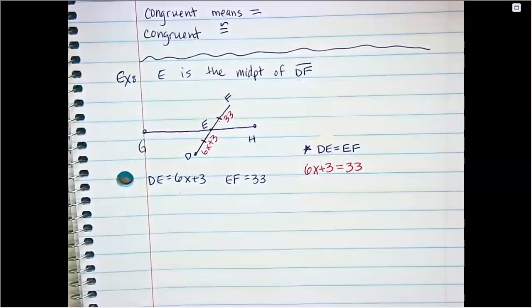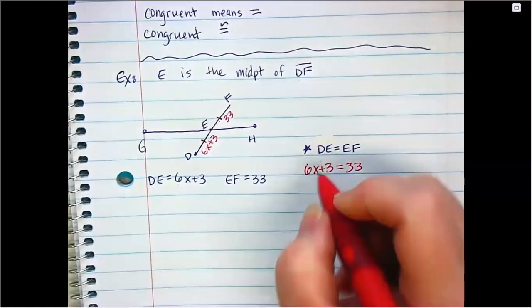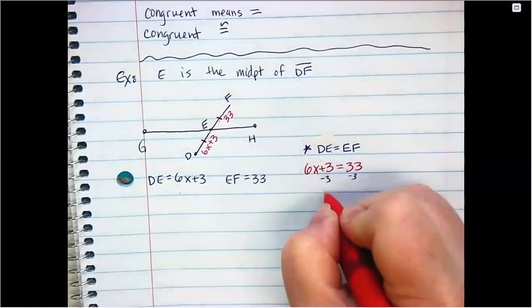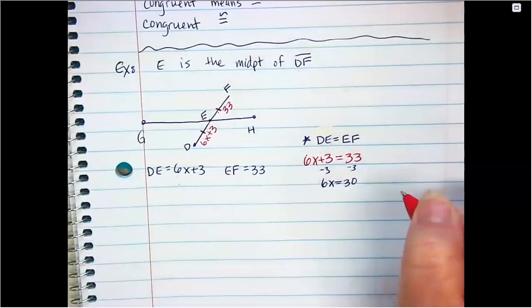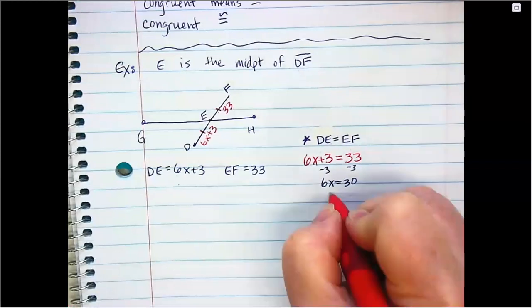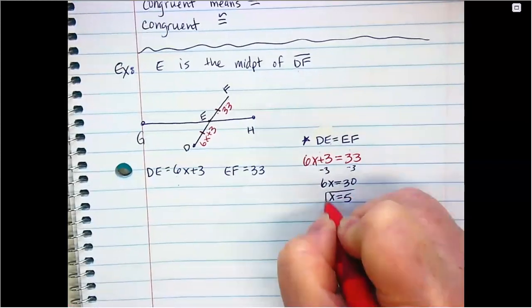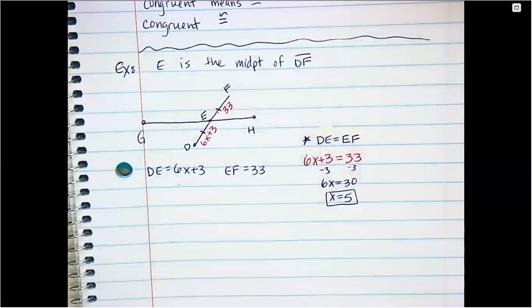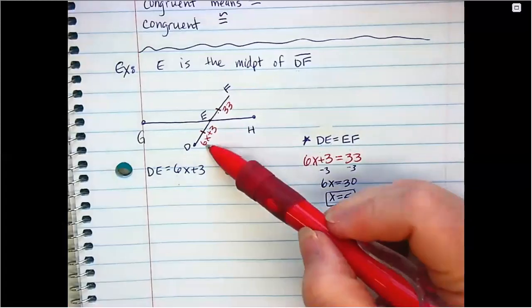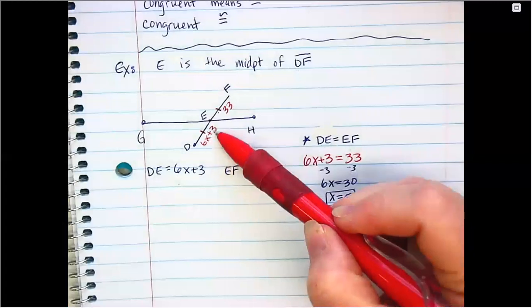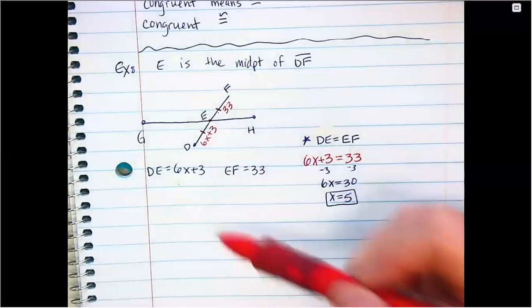And hopefully that's not hard. Okay, so subtracting 3 on both sides, we get 6x equals 30, and dividing by 6, we get x equals 5. And then you're done. That's it. And if you really want to check your answer, we could plug that 5 in mentally, in our head. 5 times 6 is 30 plus 3 is 33. So yes, they would be equal. It would be a midpoint because they're equal on both sides.